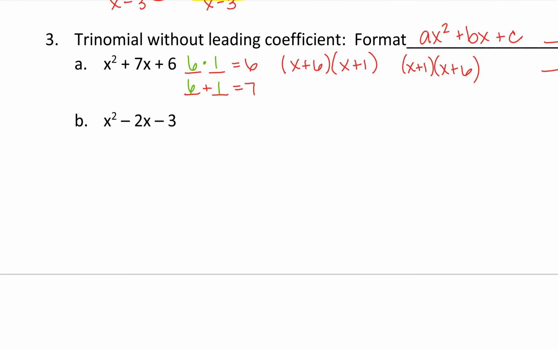Now again, I'm looking and asking, what times what gives me that -3 at the end and adds to give me that -2? Well, the only thing that gives me a 3 is 1 and 3. How do I add them in a way to get a -2? Well, the largest number must be negative, and the smaller number must be positive. So when I plug them in, I make sure I keep their signs with them. So I get x minus 3 and x plus 1.